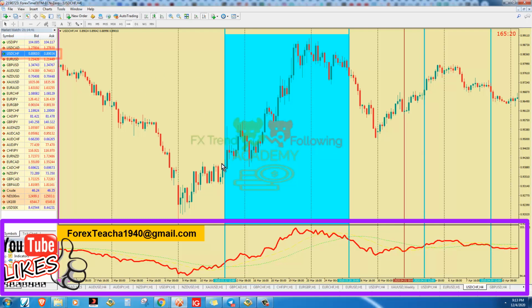USD Swiss franc. All right, you can see also the same thing happened. The US dollar is going what? Up. Was it strong? This is about 500 pips. You also go to USD Euro USD.